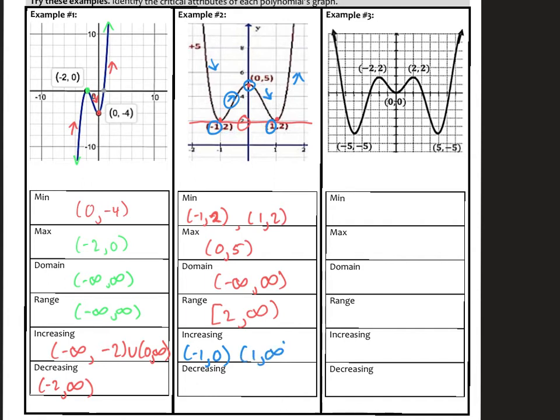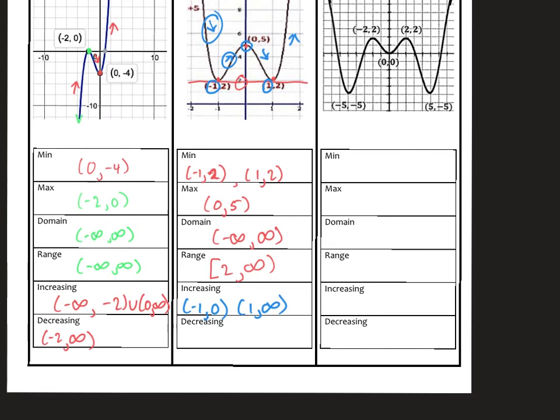Decreasing, we start for this decreasing at -infinity, and we stop decreasing at -1. Then our other interval starts decreasing at 0, stops decreasing at 1. So notice I only used the x values. I didn't use y values anywhere in there, okay?